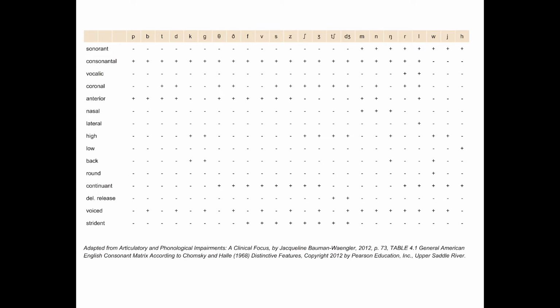Distinctive features are often presented in a matrix. The most common matrix is the one by Chomsky and Halle. I hope I pronounced his name correctly. Here it is. So why does this matter? I am going to do my very best to try to explain this, but if anybody has anything they want to add, please feel free to leave them in the comments below.